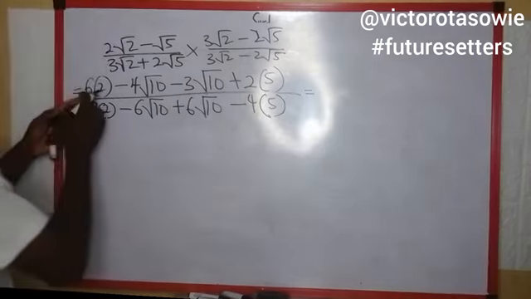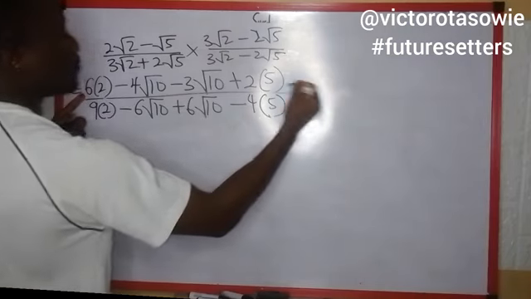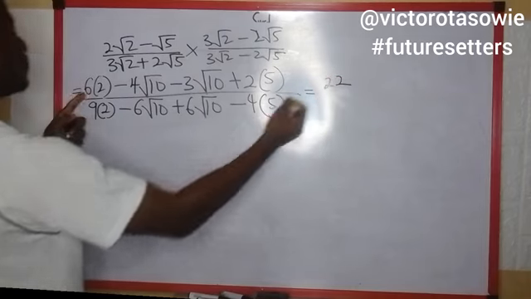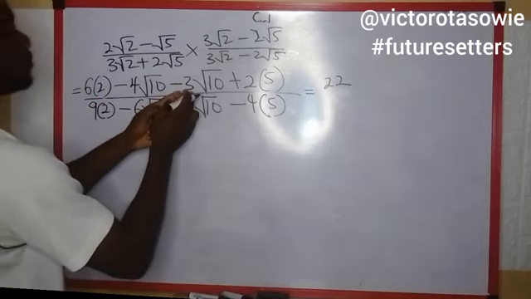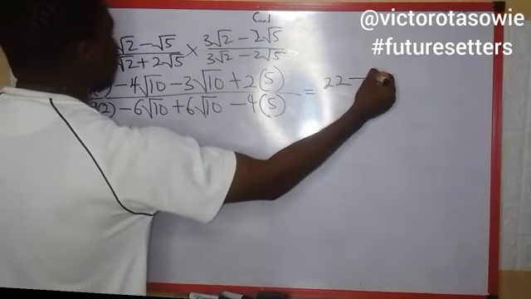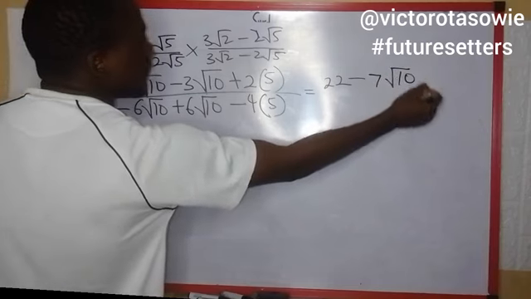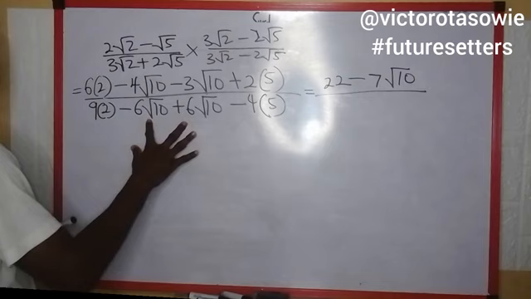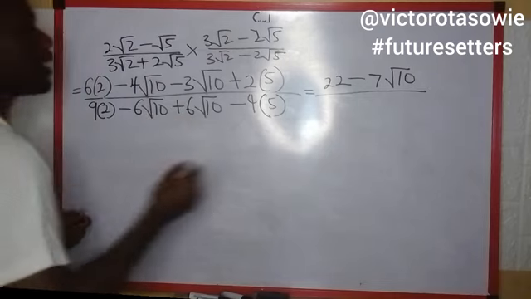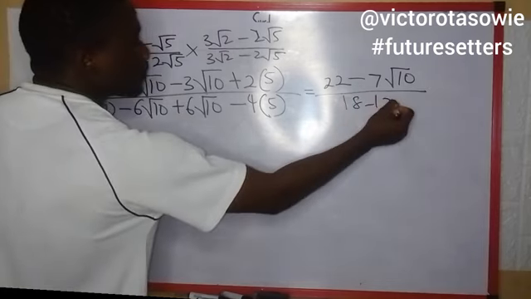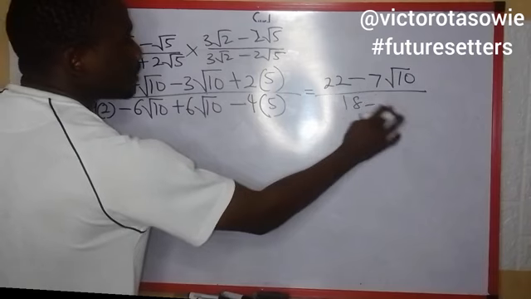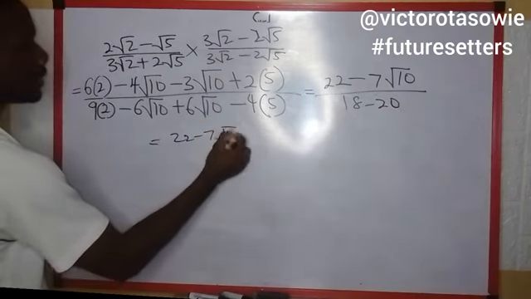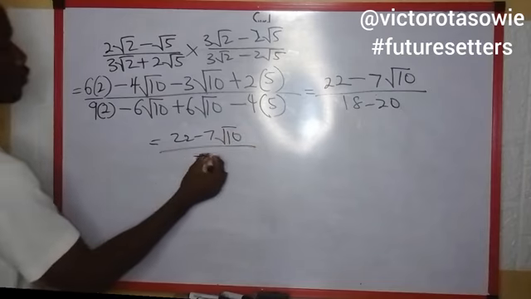We check. What was here? 12. 12 plus 10 is what? 12 plus 10 is 22. Minus 4 minus 3 will give us minus 7 root 10. Now we have this 18. You know this will go. Minus 6 plus 6 will go. So you have 18 minus 20. What was here is 20 because 4 times 5 is 20. So this is giving us 22 minus 7 root 10 over minus 2.